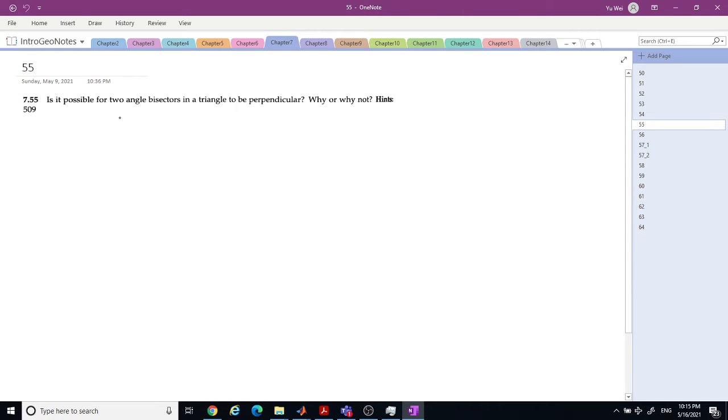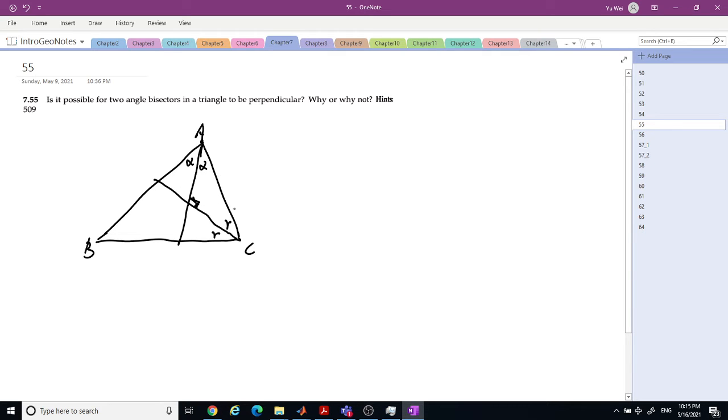Next. Is it possible for two angle bisectors to be perpendicular? Let's see, we have a triangle ABC, and let's say the two angle bisectors are perpendicular. This is alpha and gamma, right? If they're perpendicular, then we know alpha plus gamma is 90 degrees.